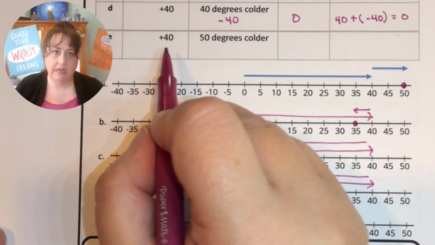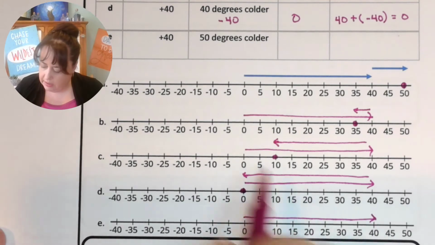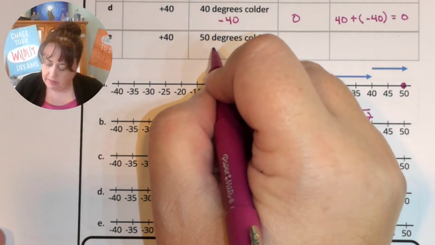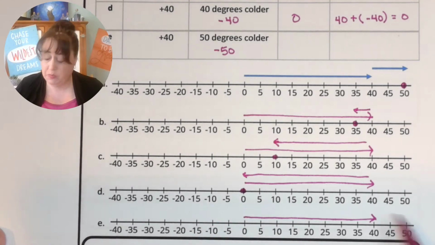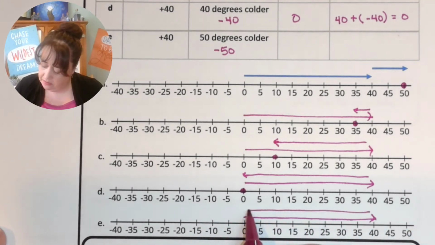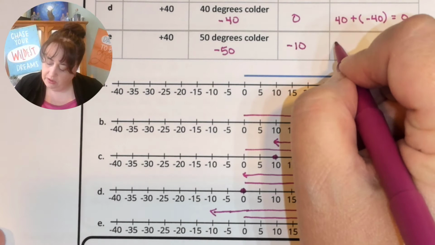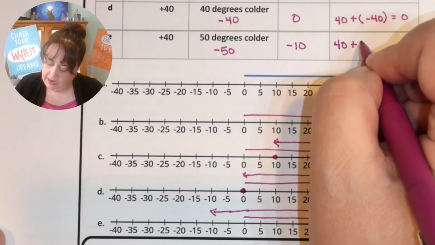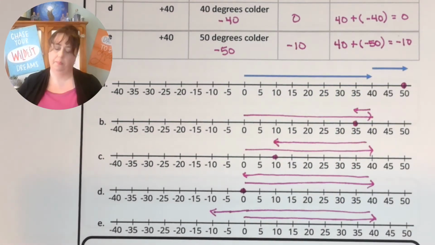So now this next time, when we have 40 degrees, we're going to get colder again, but this time by 50 degrees. So we know the first one, that would be 40, 45, 50. I'm just counting by 5s. That's what I'm doing. 40, 45, 50. I end up at negative 10. So when I start at 40 and I add to it a negative 50, I end up at a negative 10.